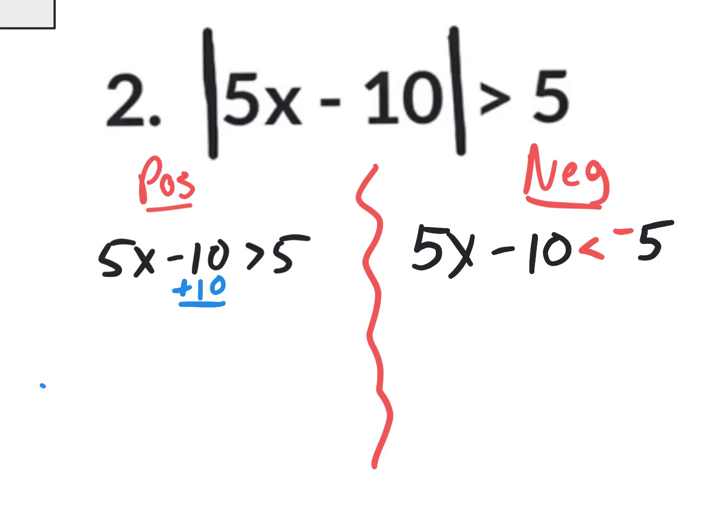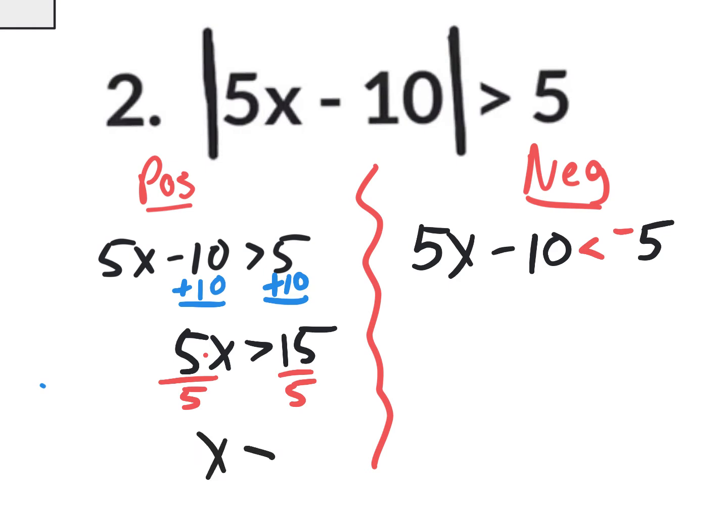Plus 10, plus 10. We end up with 5x is greater than 15. And keep in mind, guys, we are solving inequalities. You solve those exactly the way you solve equations. The only difference is that on your last step, if you multiply or divide by a negative, you have to flip the inequality symbol. We are on our last step. We are dividing by a positive 5, not by a negative 5. So our answer will remain with the greater than symbol. X is greater than 3.